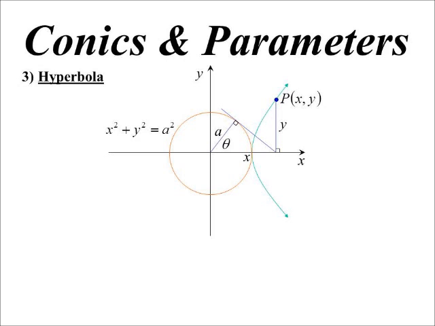So we can work that out. And again, the radius is a. So x over a would be the secant of theta. So we get x equals a sec theta.